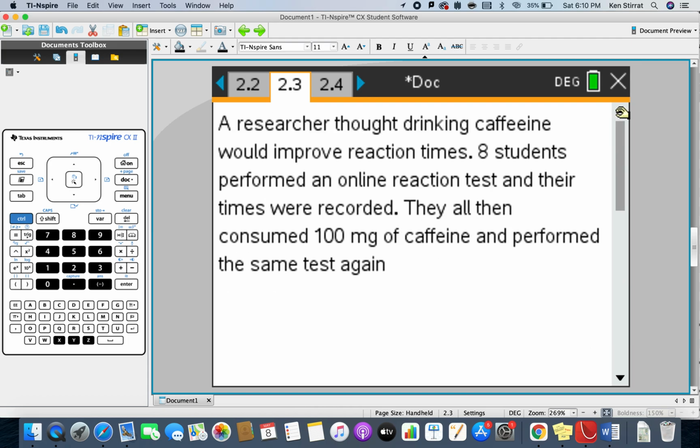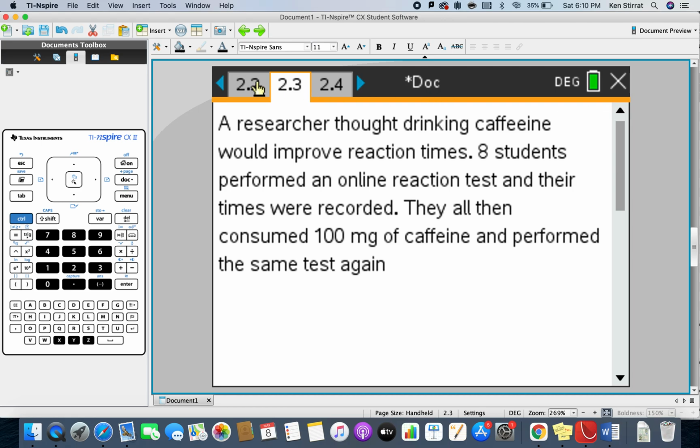T-test. Let's have a look at t-tests and what we should be looking at. A researcher thought drinking caffeine would improve reaction times. So we've got 8 students tested, with reaction tests before caffeine and after caffeine. Each student will have a before time and an after time, and this is why it's called a paired t-test.